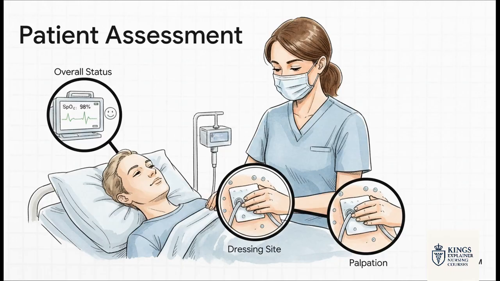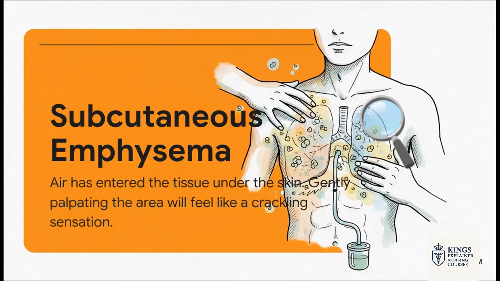And last but not least, you need to use your sense of touch. What you're feeling for is something called subcutaneous emphysema, or crepitus. It is a really weird feeling. When you gently press the skin around the tube site, it feels kind of like, you know that sound Rice Krispies make in milk? It feels like that, crackling under your fingers. It's an unmistakable feeling.